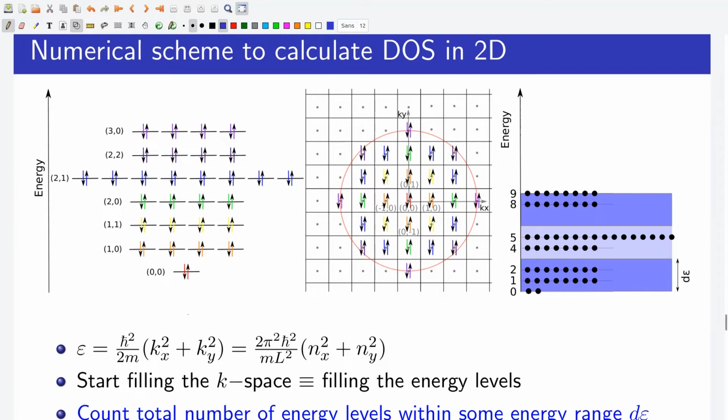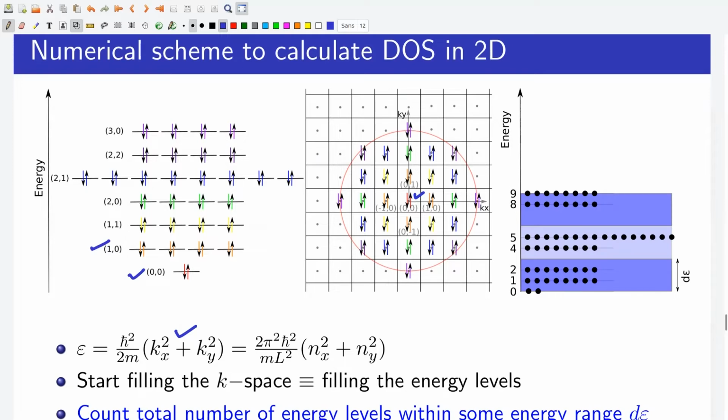In 2D, energy is given by h cross square by 2m times (kx square plus ky square). We know that each point in k-space represents an energy level. Filling k-space with electrons is the same as filling energy levels with electrons. For example, filling the (0, 0) point in k-space is like filling the lowest energy level. Filling the (1, 0) point, and there are 4 such points of equivalent energy in k-space, is like filling the next energy level, and so on.